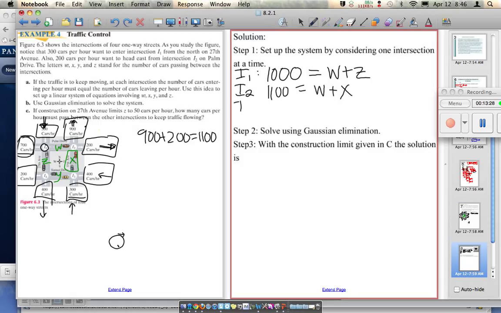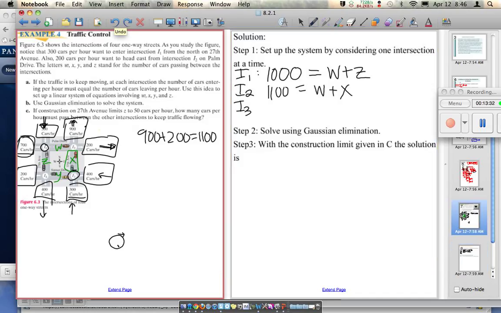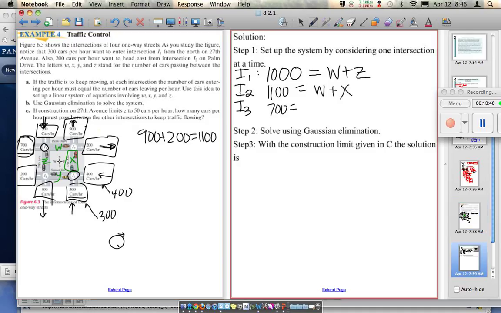And we continue on this way. Intersection 3, which is down here at the bottom right. Once again, we can see that this says 400, and this says 300 cars entering, and then we have X and Y exiting the intersection. So 700 must equal X plus Y.